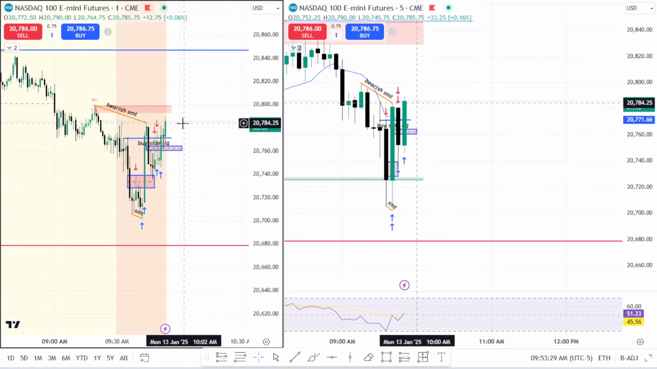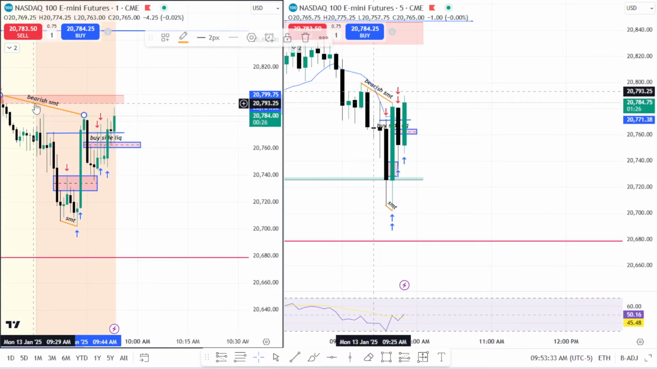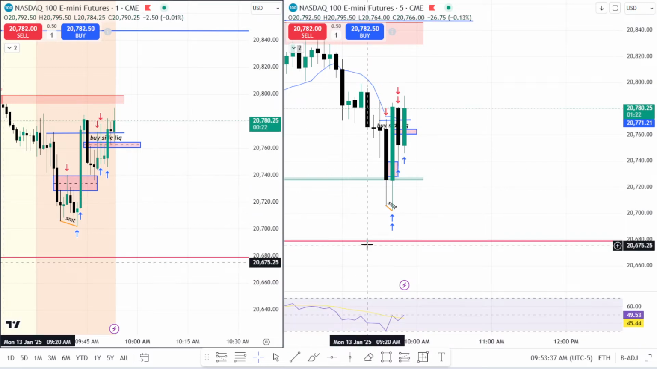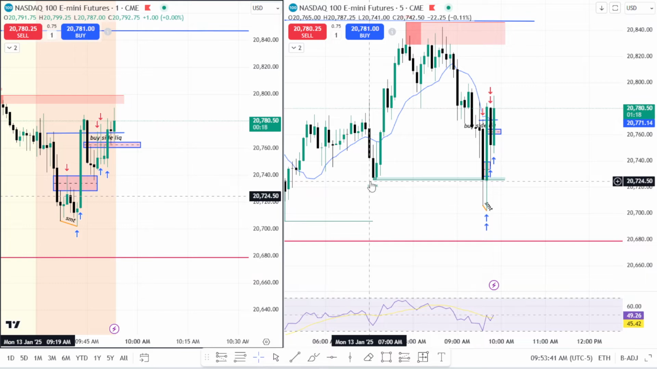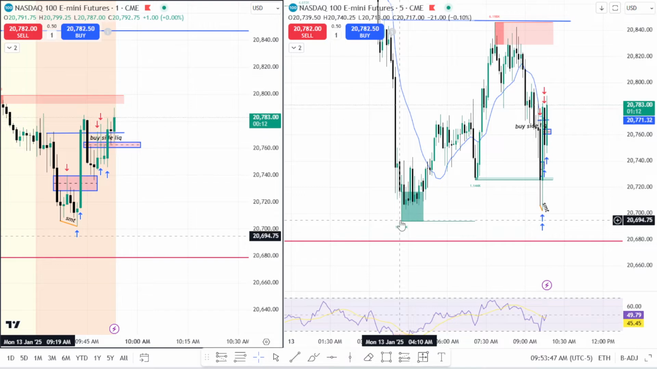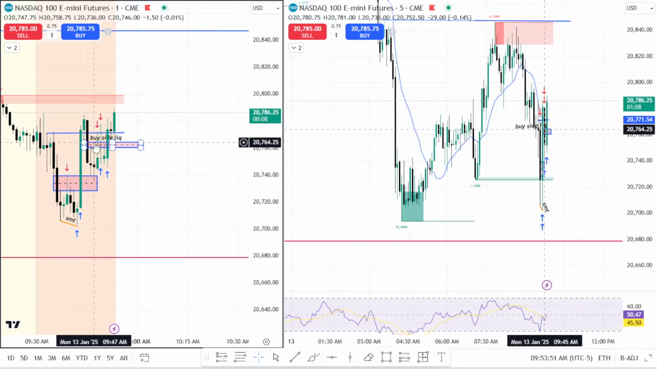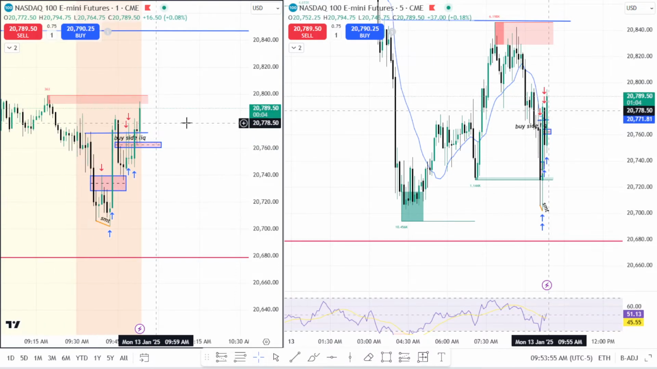Okay, so we broke these highs. I think I'll look for a long setup, right? This was my draw, but we already took out all of these previous lower levels of liquidity. We didn't hit this yet, but inverse this gap completely. Clear draw is here on the upside.